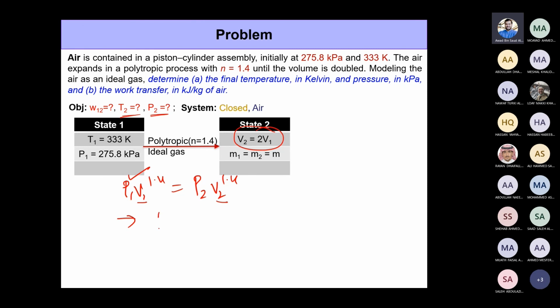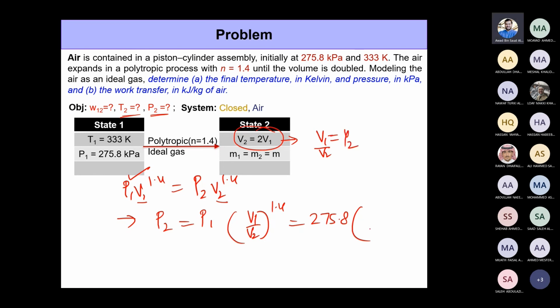So what we can do is write P2 as P1 times (V1 by V2) raised to 1.4, right? P1, of course, is provided to us in kilopascal, so 275.8 times V1 by V2. Now here we have V2 is 2 times V1, so V1 by V2 would simply be equal to half. So we can simply put it as half raised to 1.4, and we can get the value for P2 from here. Excellent. How do we get T2?